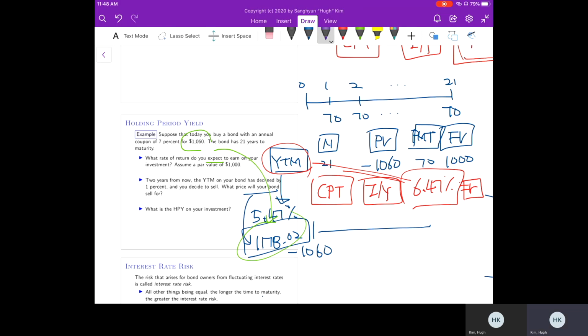So now we can compute the holding period yield on your investment. Let's look at your cash flows. Over your 2-year investment horizon, you receive coupons and you receive this resale price.